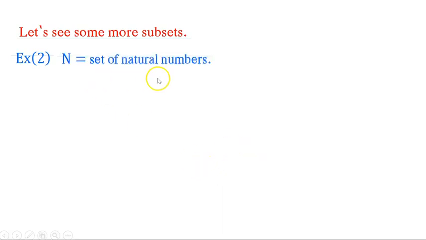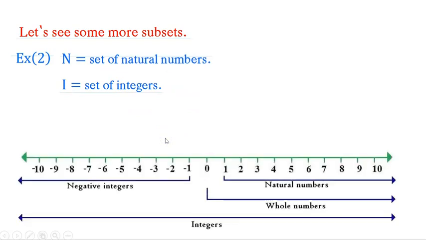Example number 2, N is equal to set of natural numbers, I is equal to set of integers. Okay, and here the set of natural numbers is a subset of integers. The integers घेतलेले बघा, 0 1 2 3 up to infinity, -1 -2 -3 up to minus infinity. Set of natural numbers is a subset of set of integers. Set of whole numbers is also a subset of integers. Okay, now the next.